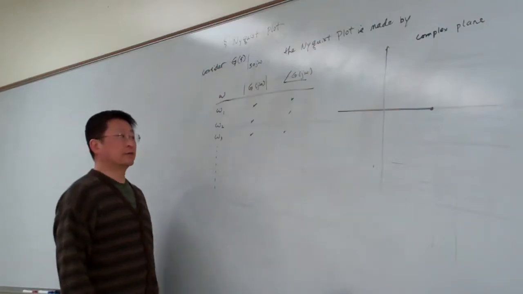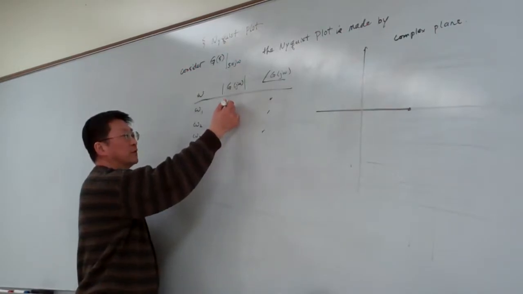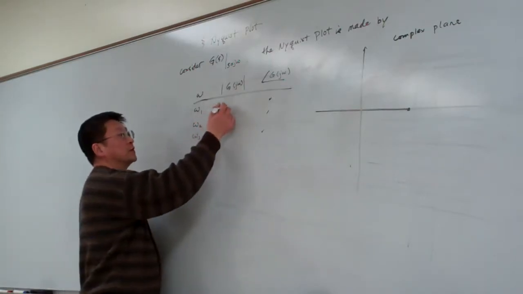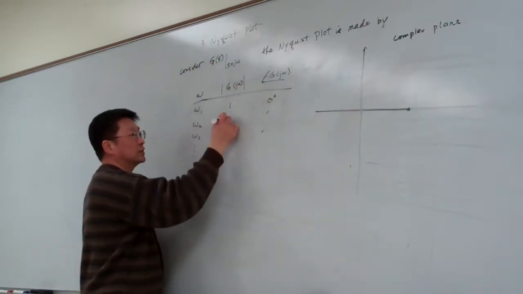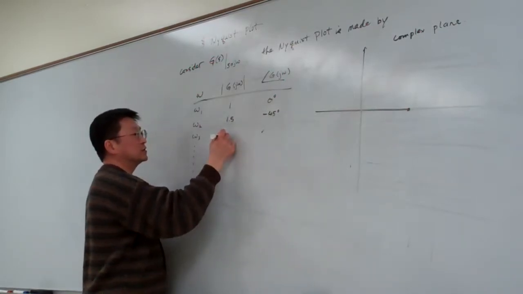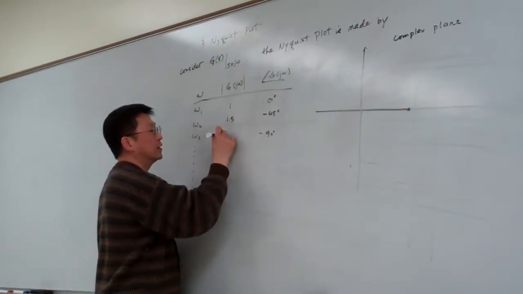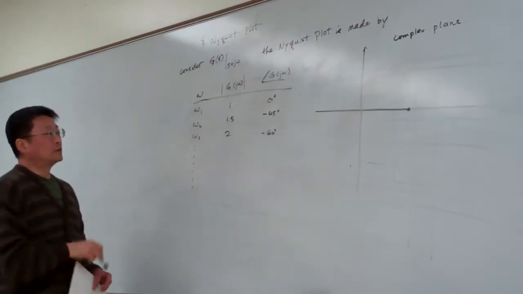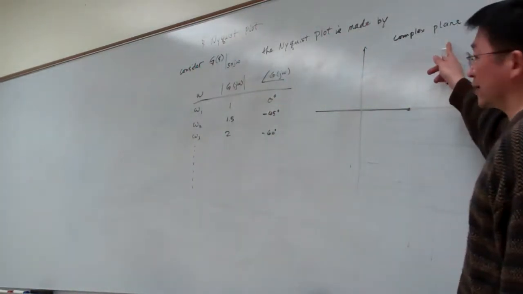Let me make up certain numbers here. For example, this will be the magnitude. If this is 1, this is 0 degrees, and this is 1.5, and this is minus 45 degrees, and this is 2, and this is minus 60 degrees. Once you have those, you simply label its magnitude and angle as a point on the complex plane.